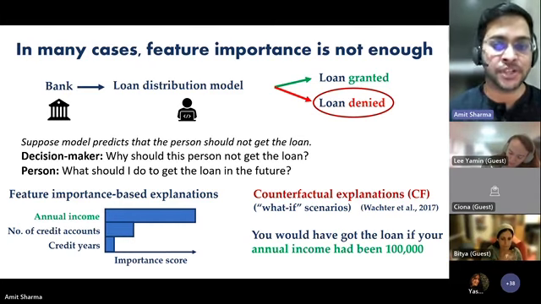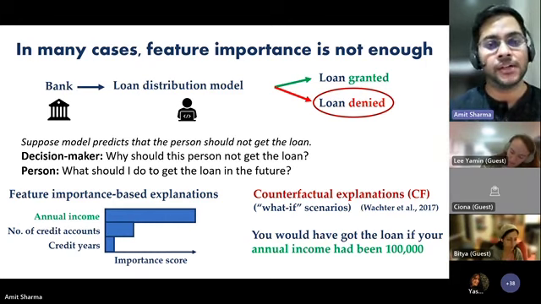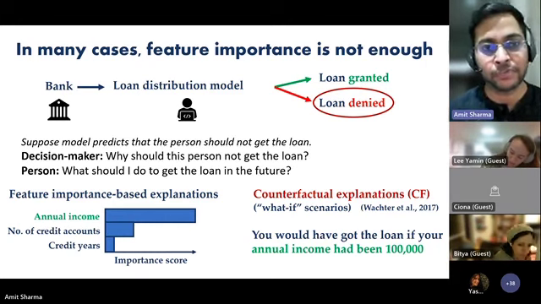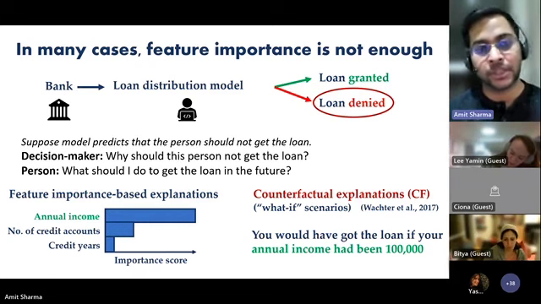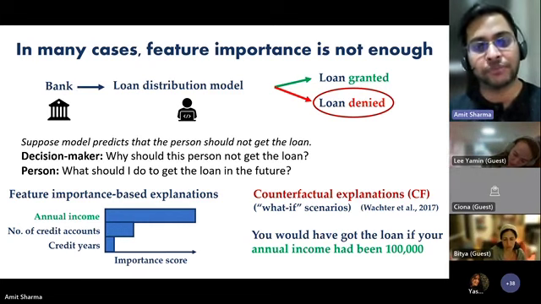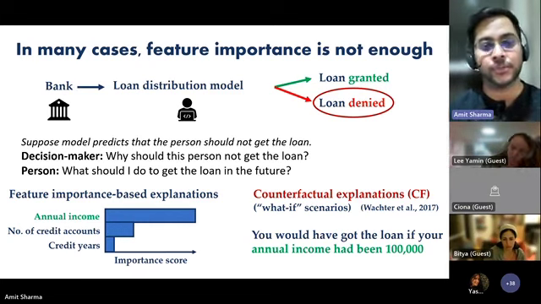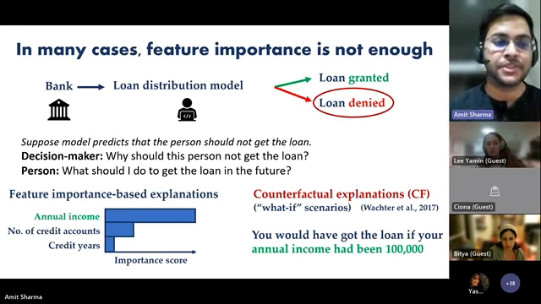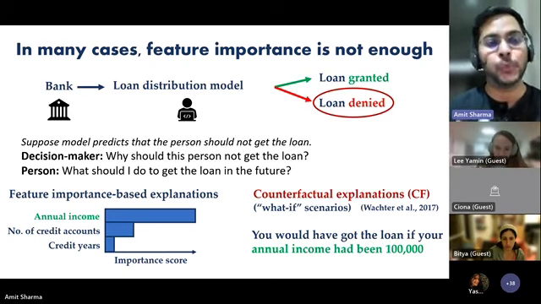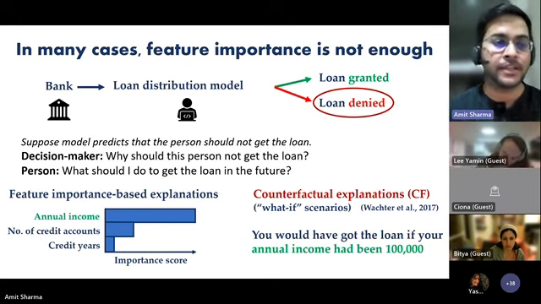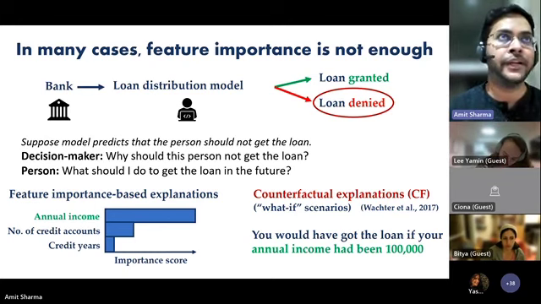Whereas counterfactual explanations are of the kind which will give you what if scenarios. So a counterfactual explanation the bank could have given is that I'm using a machine learning model, and you would have got the loan if your annual income had been 100,000. Right? So notice the difference here. The first one gives you an overall picture, which is useful in many cases, but it doesn't tell you for individual inputs what to do.